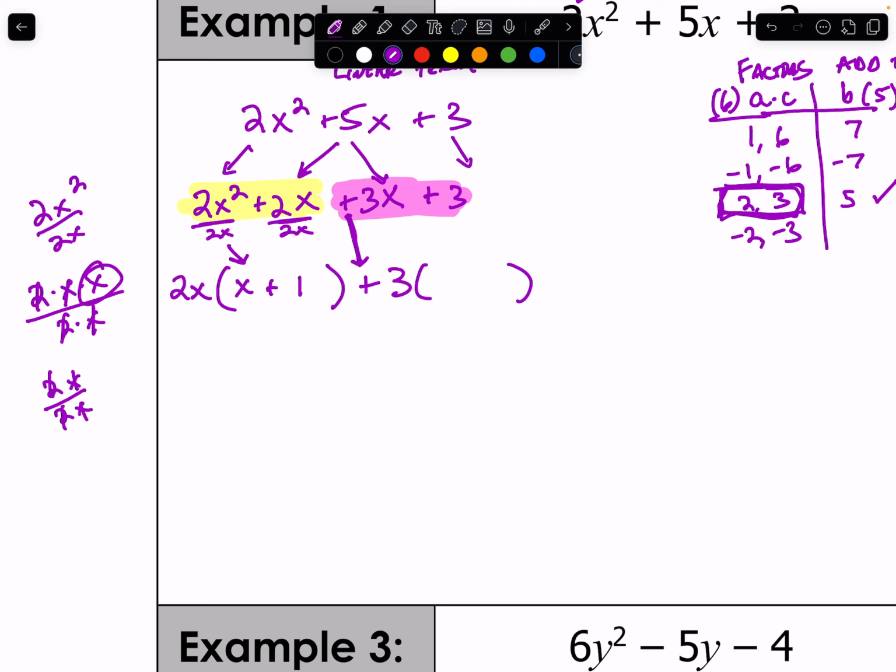So that's my leftover there. Now I'm going to common factor out of the pink part. So I'm going to divide out the 3. So I do 3x divided by 3. That's just going to be x. And then 3 divided by 3 is just going to be 1.